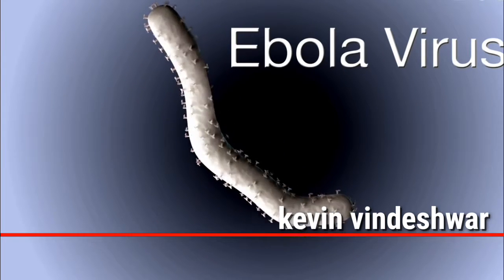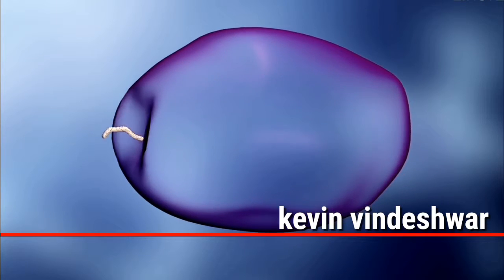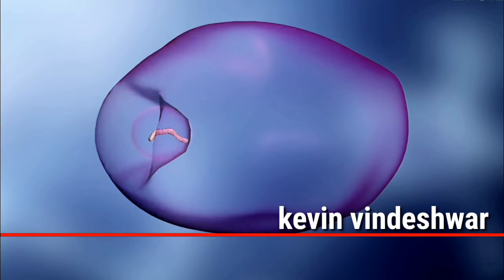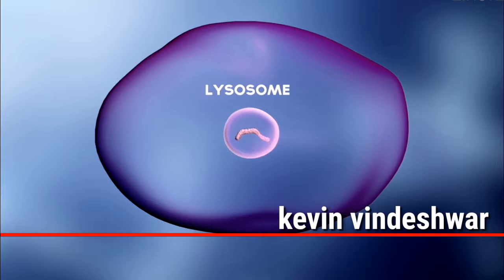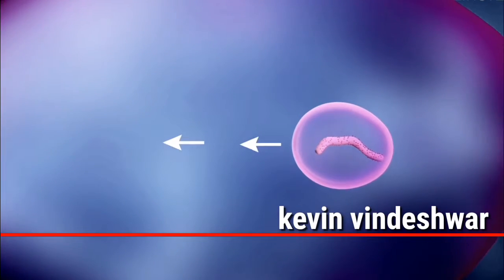I'd like to show you exactly how Ebola infects a cell in your body. First, the virus has to convince your cell to engulf it. Then, the cell takes it up into a membrane-bound compartment called the lysosome. But Ebola actually needs to get out of the lysosome for two reasons.